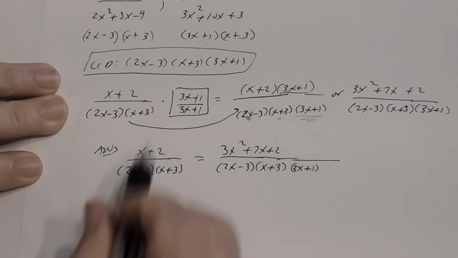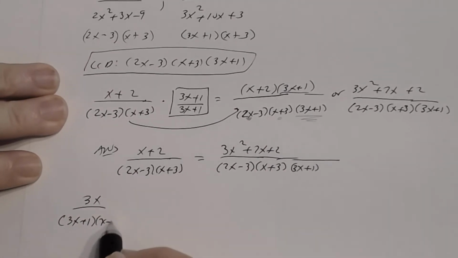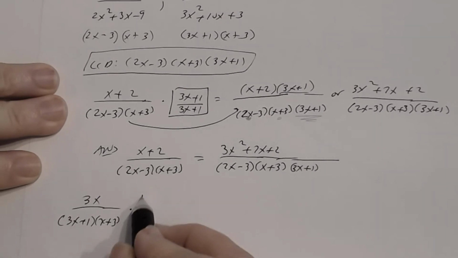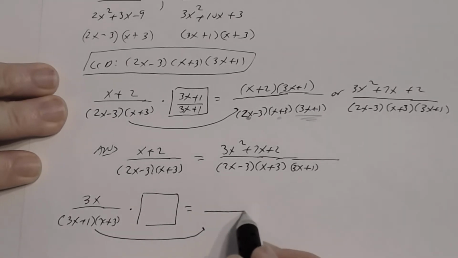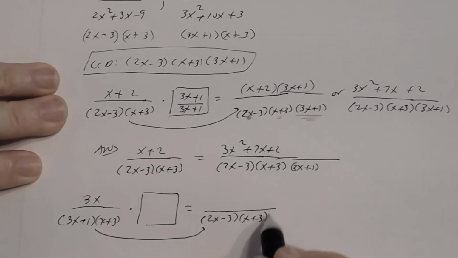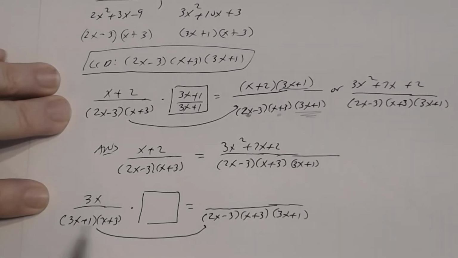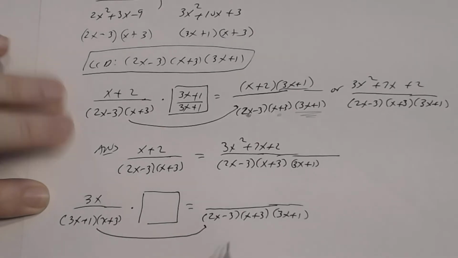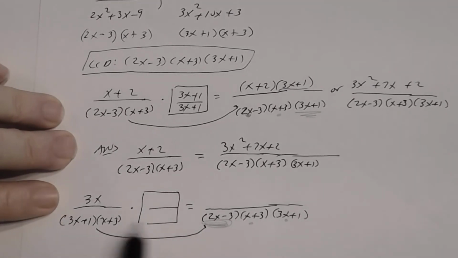So now for that one, we have 3x divided by, again, use your factored form, 3x plus 1 times x plus 3. And I want to multiply this by some rational expression so that it is equivalent to a rational expression with this denominator: 2x minus 3 times x plus 3 times 3x plus 1. So what do I need to multiply this by to get this? I have the 3x plus 1, I have the x plus 3, so I'm missing this one, right? So what goes here is the 2x minus 3.